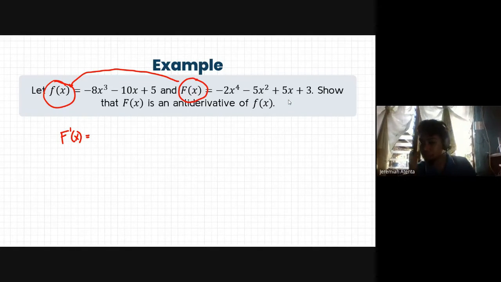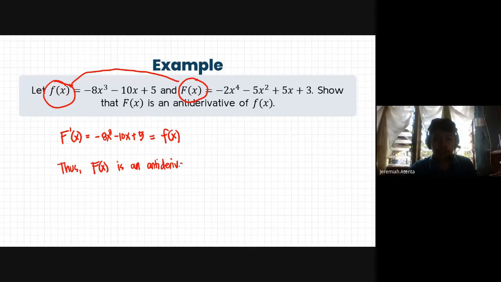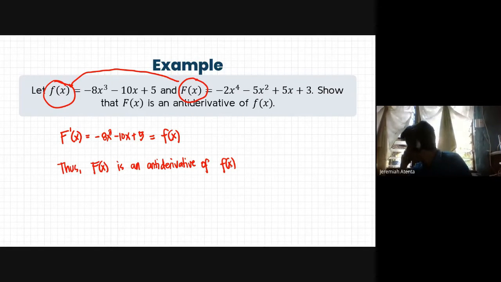Do we have answers here? Okay, so we have negative 8x cubed, then minus 10x and plus 5. As you can see, this derivative is equal to the lowercase f of x. So they are equal. Thus, we conclude that F of x is an antiderivative of the lowercase f of x.